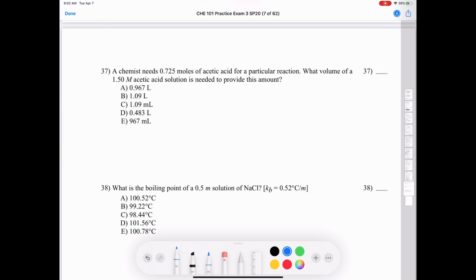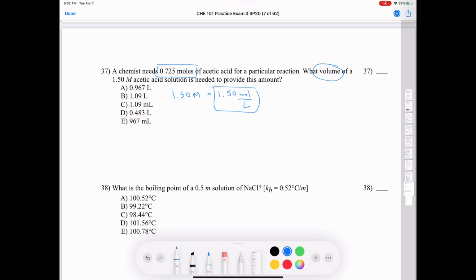Number 37, a chemist needs 0.725 moles of acetic acid for a particular reaction. What volume of a 1.50 molar acetic acid solution is necessary to provide this amount? Well, we know that concentration, the 1.50 molar, is equal to 1.50 moles per liter. I'm looking for a volume, but I already know the number of moles and I know the concentration.